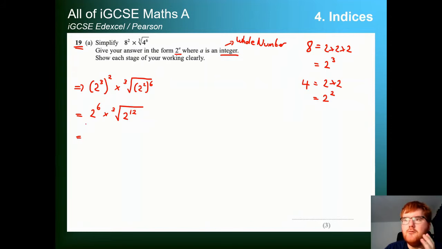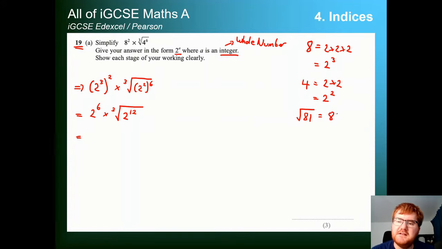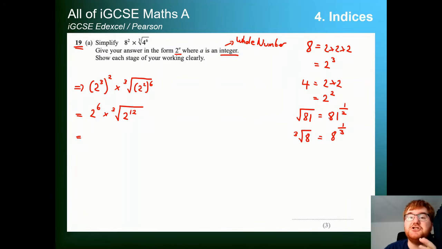Now we need to know about our roots, and we haven't really talked about this in the video so far. Remember a square root. So if I did the square root of, I don't know, 81, for example, we would know that's equal to 9, but we can also write this as 81 to the power of a half. Likewise, the cube root of 8, which is equal to 2, that's the same as saying 8 to the power of a third. So any root we can actually change to a fraction index.